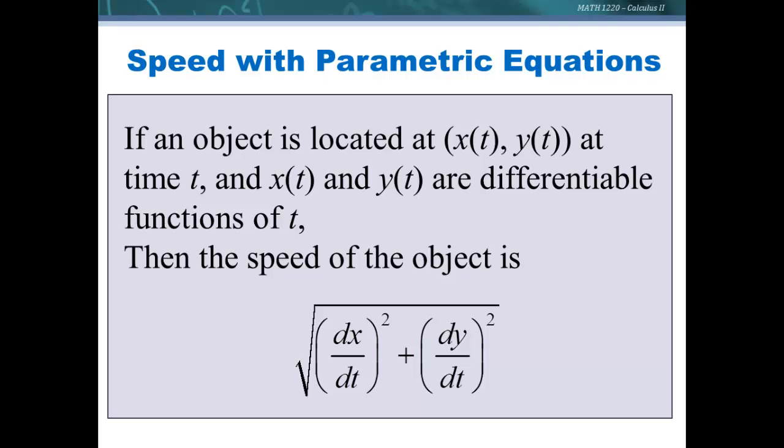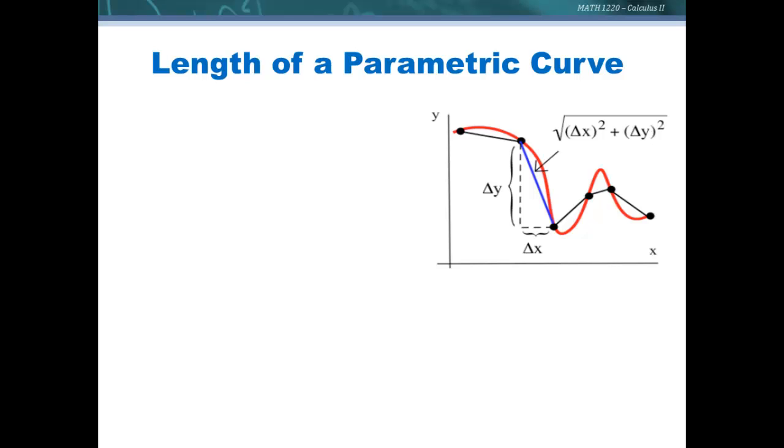Now we're also interested in finding the length of a parametric curve, and we're going to go about that much like we went about finding the length of a curve when it was not defined parametrically. We would divide this up into line segments to approximate what the curve was doing, and the length of any given line segment is simply the square root of delta x squared plus delta y squared. We could sum up n of these and get an approximation for the length of this parametric curve.